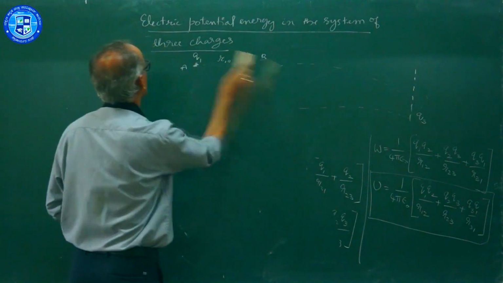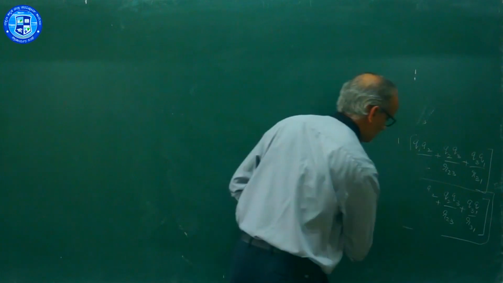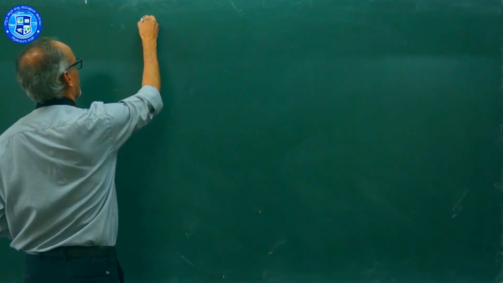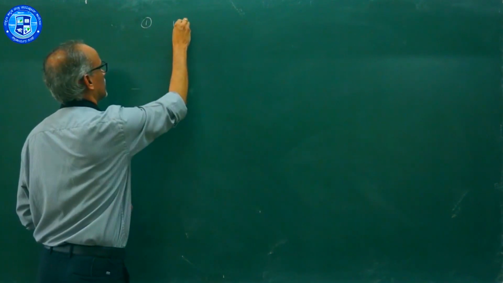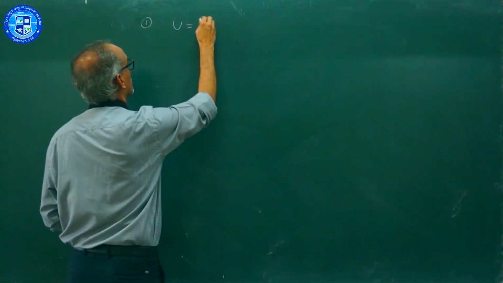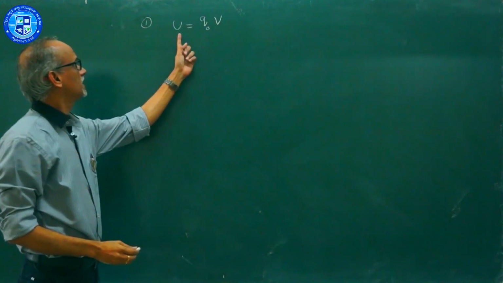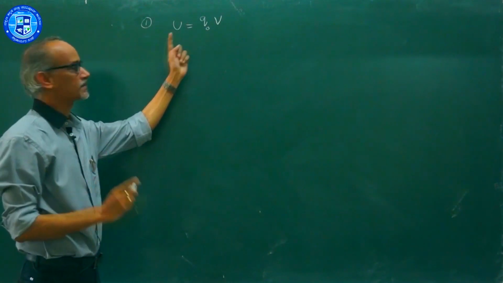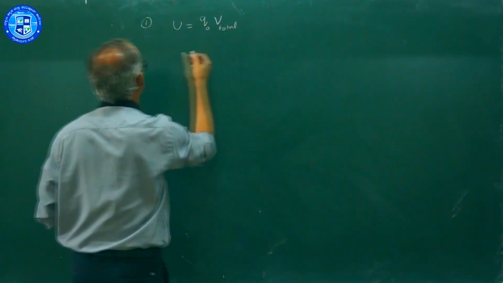So let me write all those equations, a list, so that you can revise them. I started with energy stored. So this is the first equation. Electric potential energy stored at a point is given by charge into potential. This is how we measure the electric potential energy at a point. And if there are many charges, this will be V net or V total.